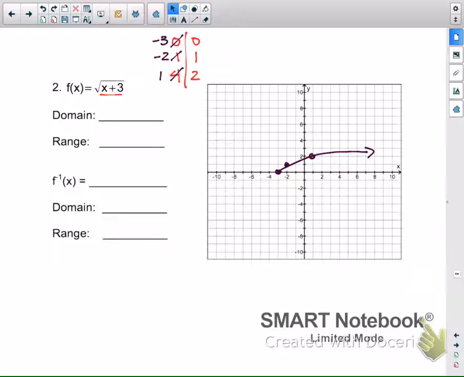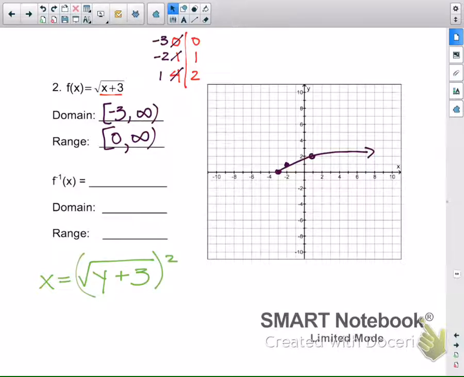If I wrote my domain and range for this, where does this start on the left? Negative 3 and goes to infinity. Range 0 to infinity. Then we do the same process for finding our inverse. This one is interesting, and there's a reason we talk about it. If I was to find the inverse of this one, I would take my equation, I would switch my x and my y, and I would solve for y. How do I solve this equation for y?